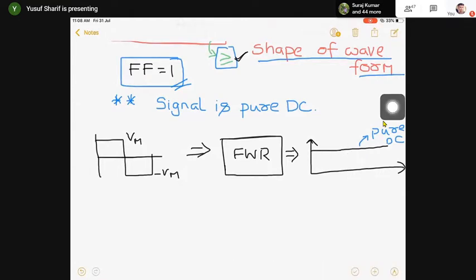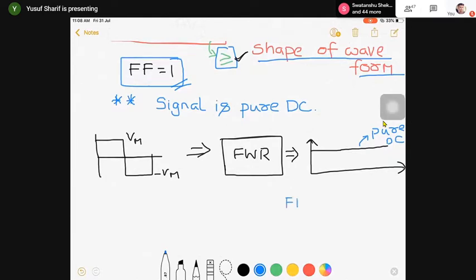Okay. Now for this output waveform, we'll calculate the form factor. Form factor is nothing but RMS by average. We'll calculate this RMS by average and we'll see what form factor I'm getting. First tell me, what is the average value of this waveform? This pure DC waveform, what is its average value?